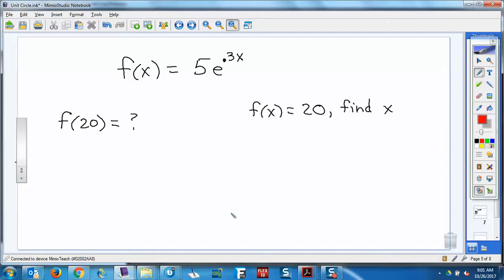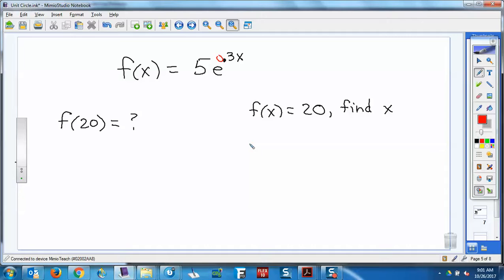Okay, let's do these last two here together real quick, and then I'm going to let you start working. So let's say I gave you this function here, f of x equals 5e to the 0.3x, and I want you to find a couple things. First one, I say, what's f of 20? Okay, function notation is really big. We're going to talk a lot tomorrow about functions and function notation, domain, range, even, odd, periodic, all that stuff with functions. Really key stuff we've got to know about.